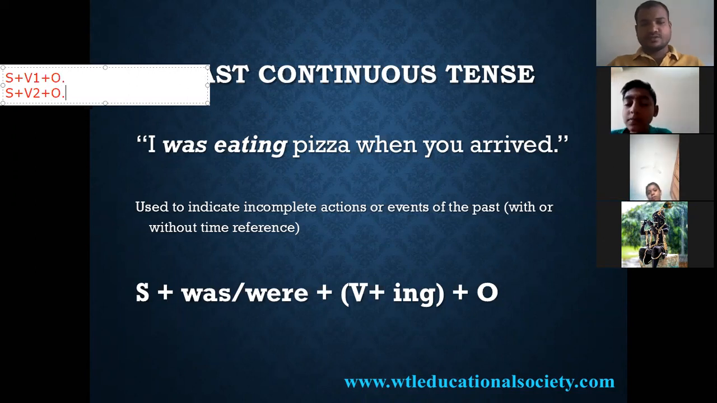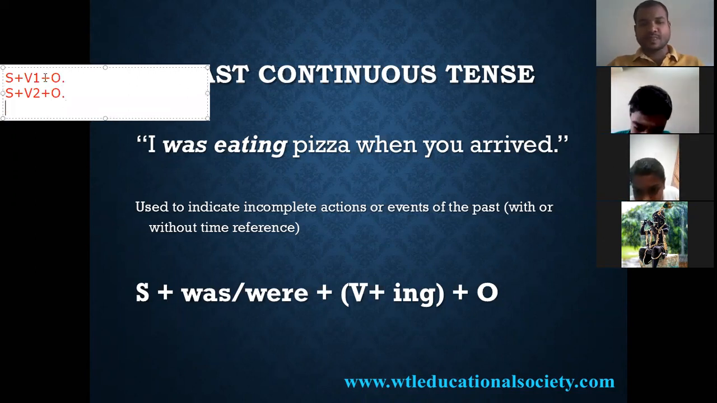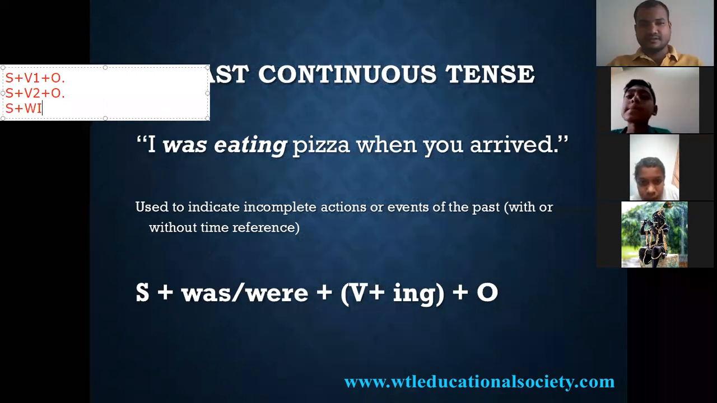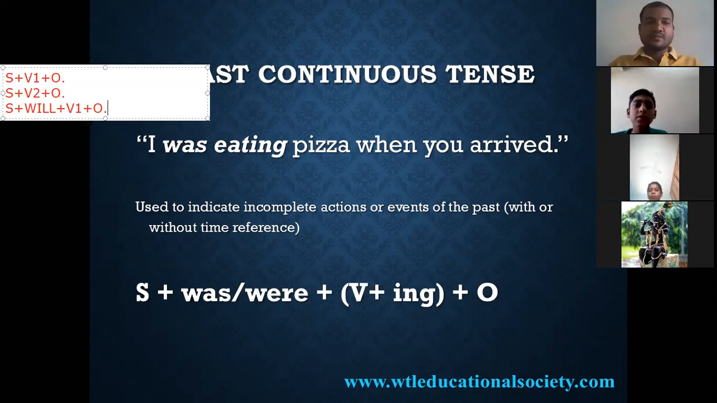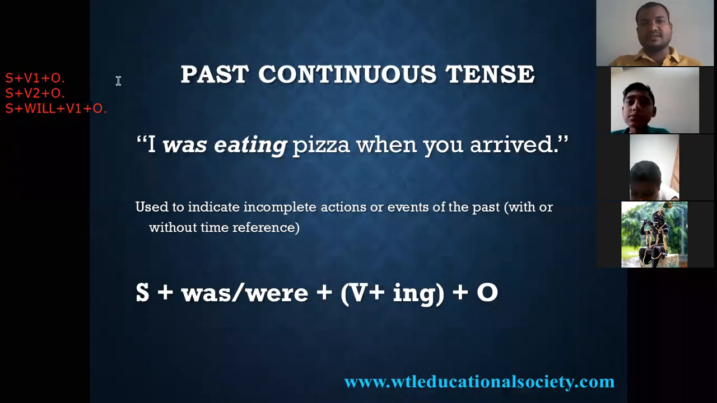Right. So how about simple future? Subject plus will plus V1 plus object. Correct? So these are the structures we discussed. We discussed all three tenses, all three simple tenses.